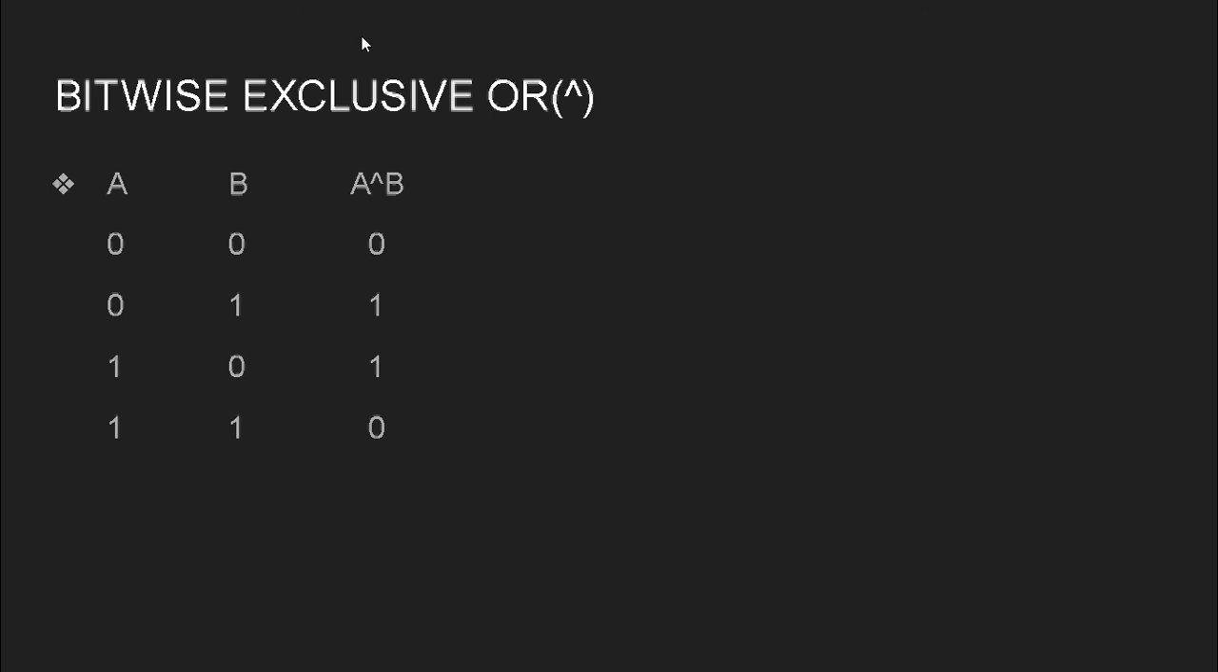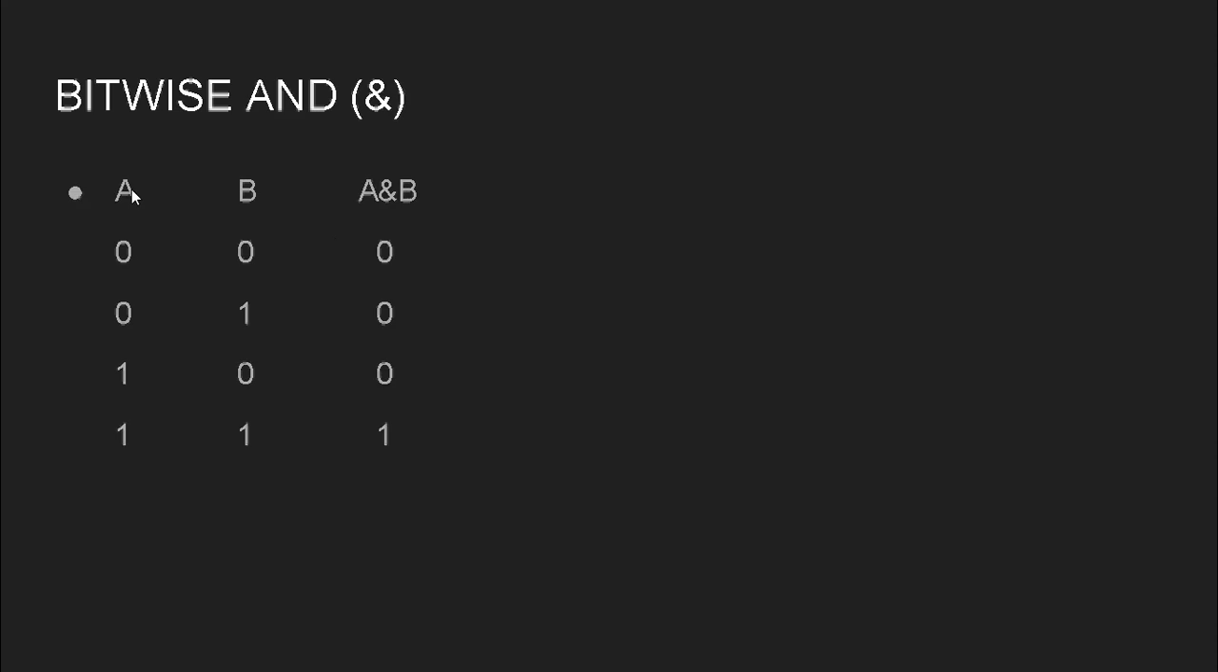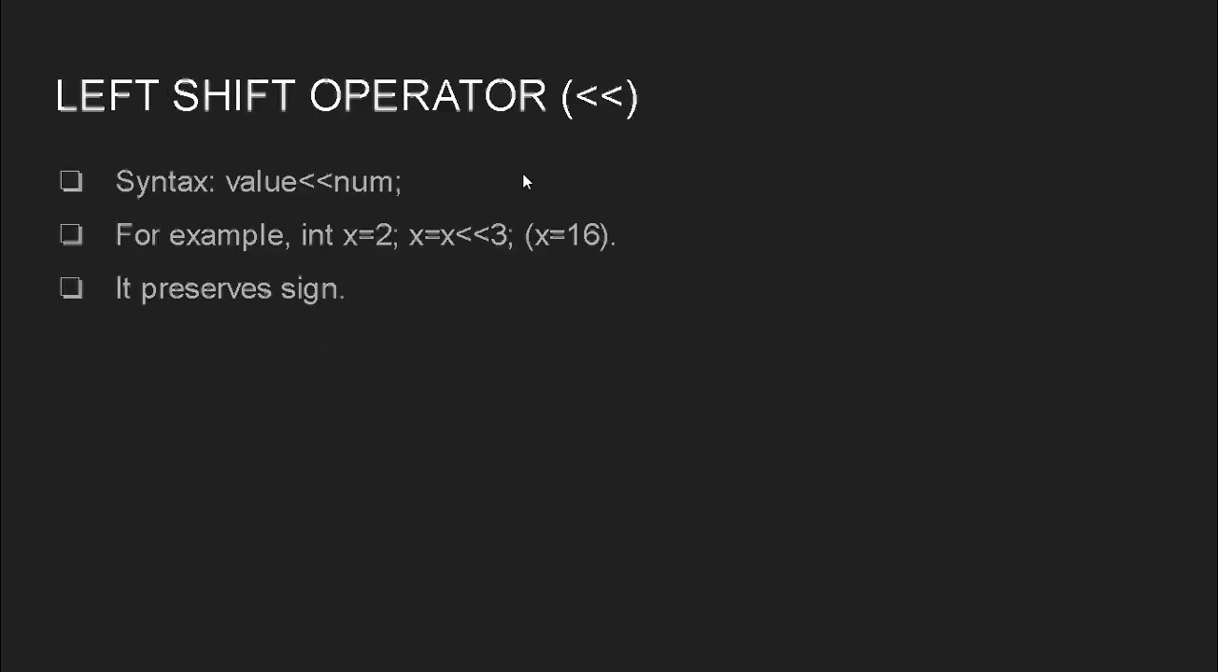But one thing you should remember is that this operator, bitwise exclusive OR, is a binary operator because it is taking two inputs, then producing a single output. This operator is also binary, and this operator is also binary. But this operator is unary, so don't get confused. Now again, the left shift operator is also a binary operator because it is taking two inputs. The first input is the value and the second input is the num. So let us explore it in more depth now.